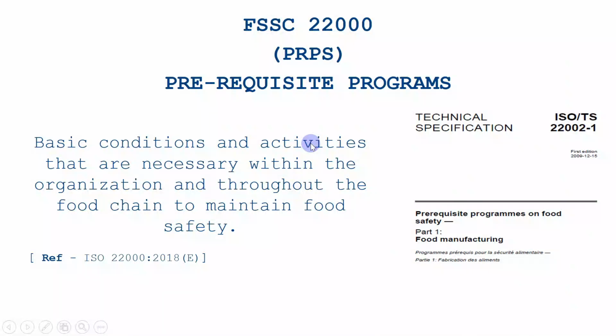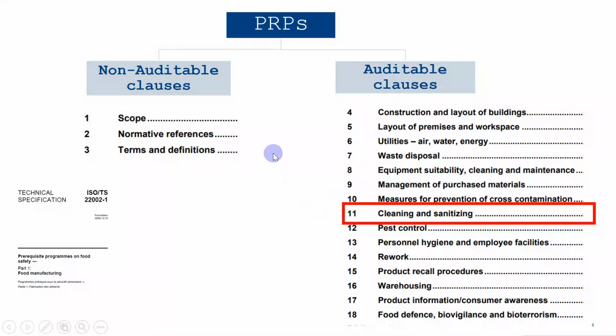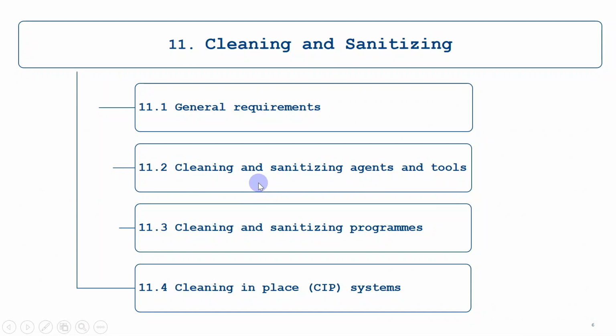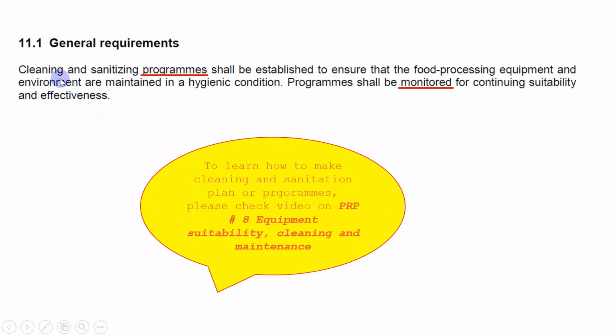This is the definition of PRP according to the standard, mentioned here for your use. Let's not spend more time on other things and jump to the main topic, that is PRP number 11, cleaning and sanitation. PRP 11 consists of 4 subclauses and we will discuss them one by one. Clause 11.1 is general requirement.